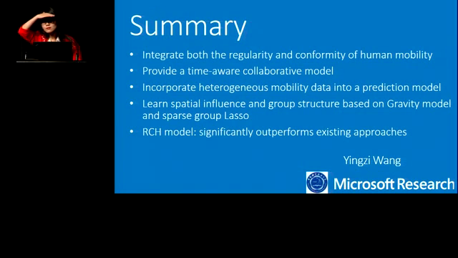Why do you try to do this? Because, as I have told, of the limits of the existing models. They can't deal with heterogeneous data. They only consider one kind of data, and we want to combine the data of different sources. That's okay.